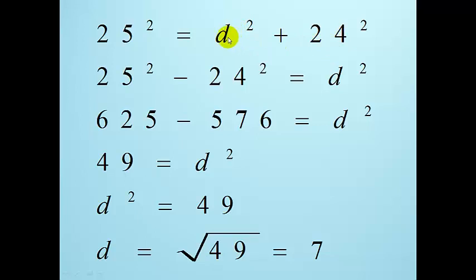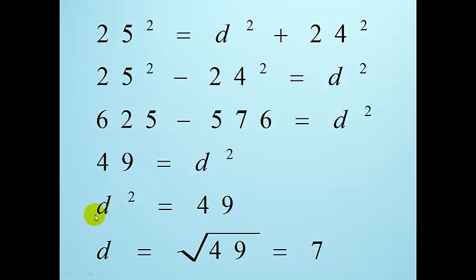Now because we are solving for D, let's group the numbers on the left hand side. So plus 24 square on the right hand side becomes minus 24 square on the left hand side. 25 square is equal to 625, minus 24 square is equal to 576, and this is equal to D square. Now 625 minus 576 is equal to 49. So we have 49 is equal to D square, and this can be written as D square is equal to 49.